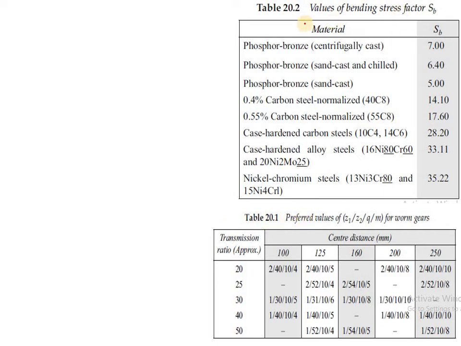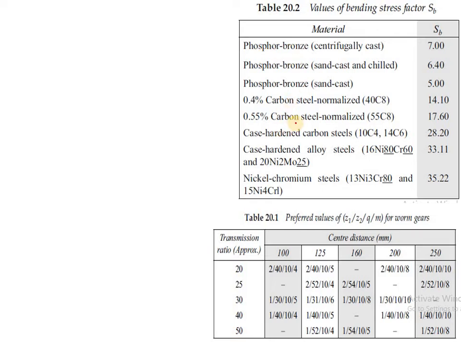Now, next we have to find out SB1 and SB2. We know the material of the worm and worm wheel. The material of the worm is case hardened steel, whereas for the worm wheel it is phosphorus bronze.